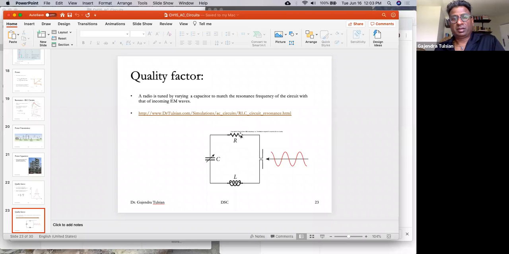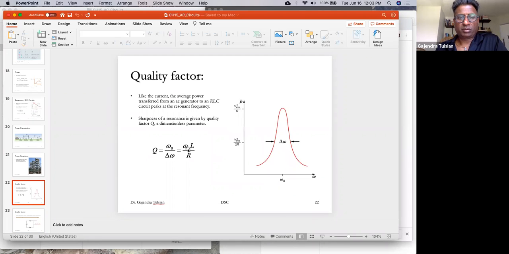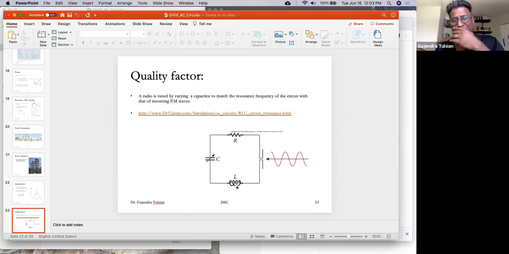So if the quality factor of this circuit is to be large, remember, you want a large inductor and a small resistance. If you have a large inductor and a small resistance in this tuning circuit, then the peak will be sharp and you won't get disturbance from nearby frequencies. A radio is tuned by varying a capacitor to match the resonant frequency of the circuit with the incoming electromagnetic radiation.